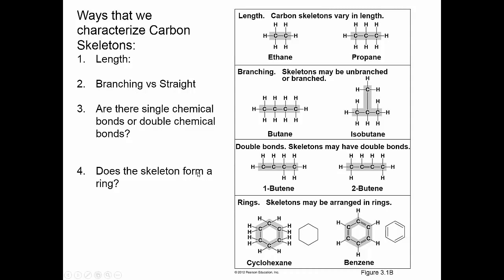The last thing that we look at to characterize carbon skeletons is whether or not the carbon skeleton forms a ring. So at the bottom you'll see cyclohexane and benzene. So these carbons arrange themselves into a ring form. And you can see this one has some double bonds, this one has only single bonds. So looking at those, you can see that these carbon-based molecules form a ring.